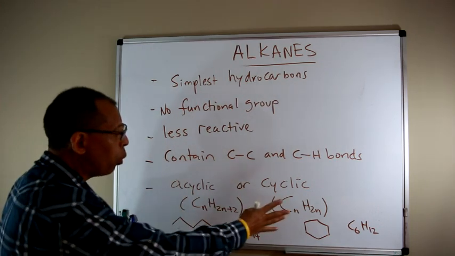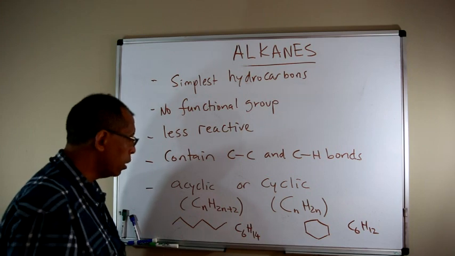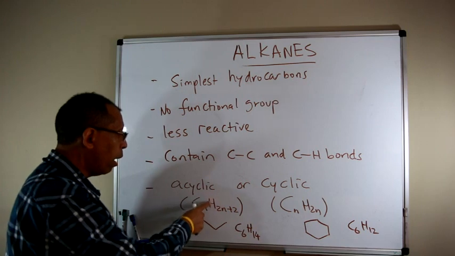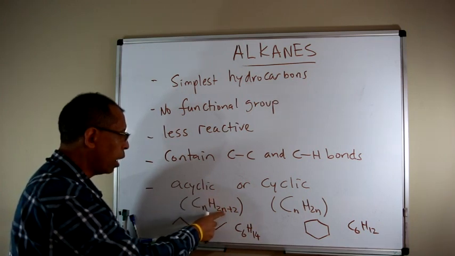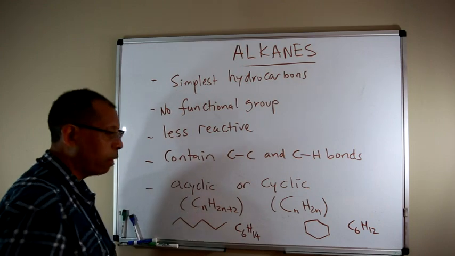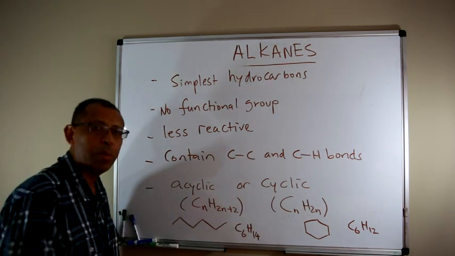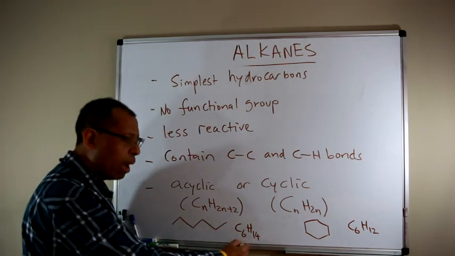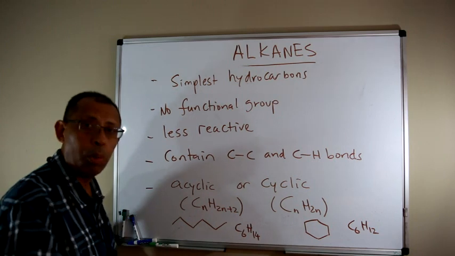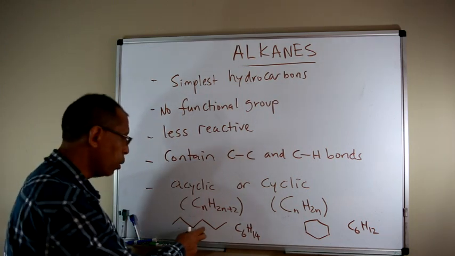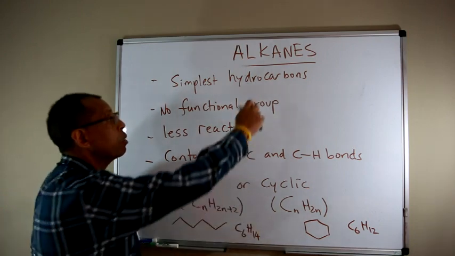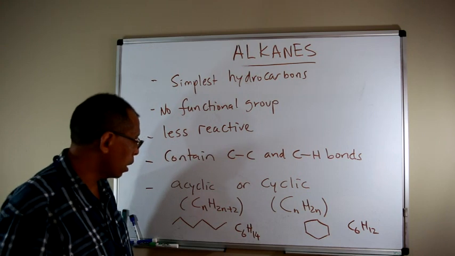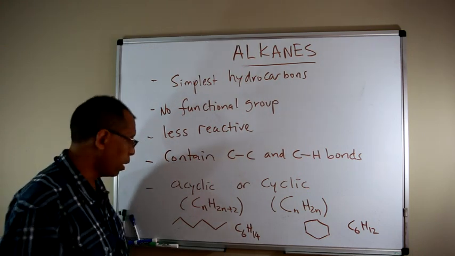So for the open one, for the chain one, generally they are described by CnH, carbon number times 2 plus 2, as a general formula. For example, if you have a 6 carbon chain, 1, 2, 3, 4, 5, 6, you will have 14 hydrogens for an open chain alkane. This, by the way, is called hexane. So A-N-E refers to all of the alkanes that are in this general class of chemicals.